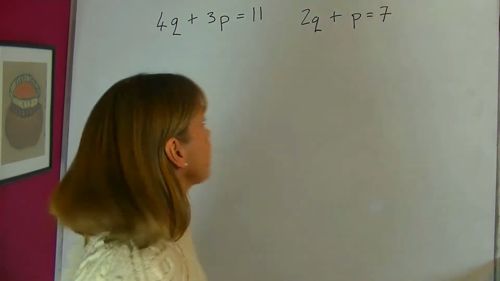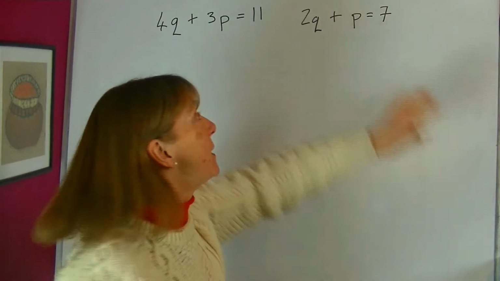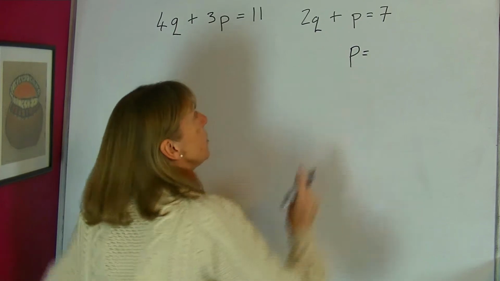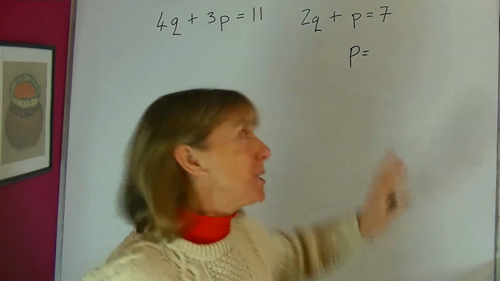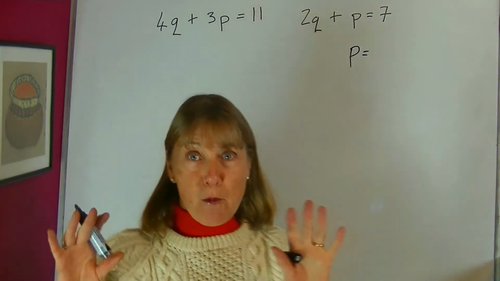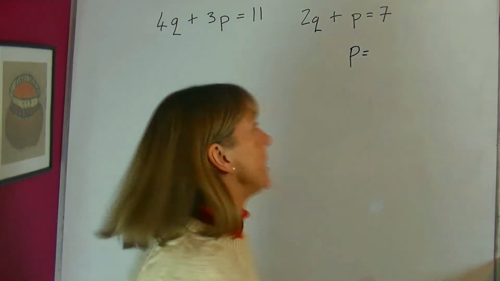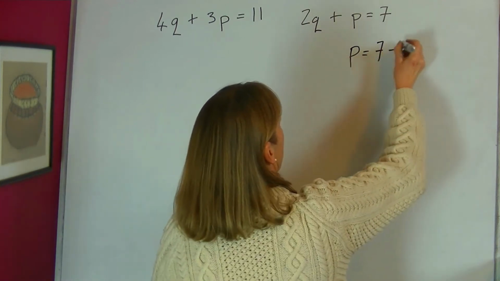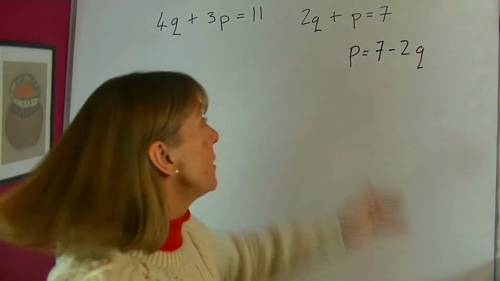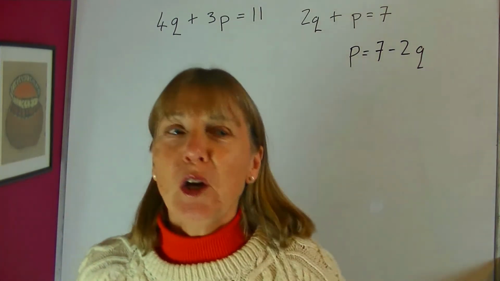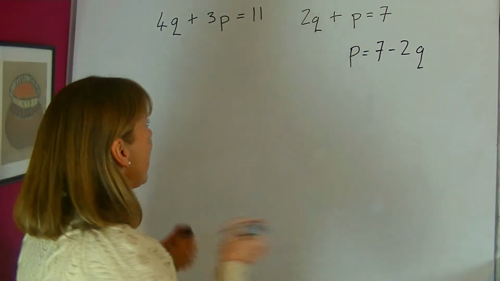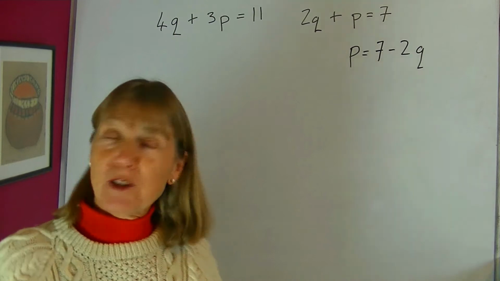So here we go. The easiest substitution here would be to work out what P is, which means I'm going to make P the subject, which means I need to move 2Q over to the other side of the equation. And remember, when I move it to the other side of the equation, it changes sign. So I've moved it, it's become negative. I now have an expression for P in terms of Q, which I can now substitute into the other equation. And then I won't have any P's, I'll only have Q's to solve.